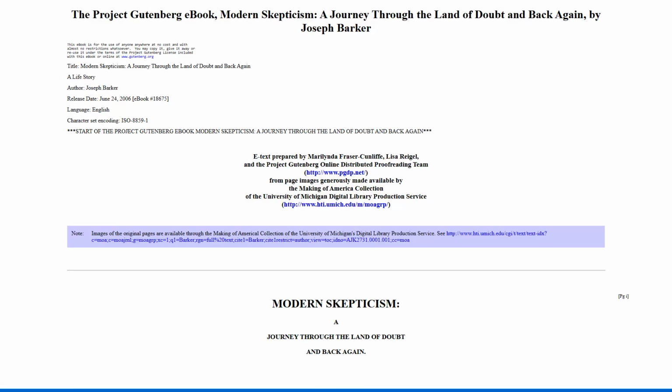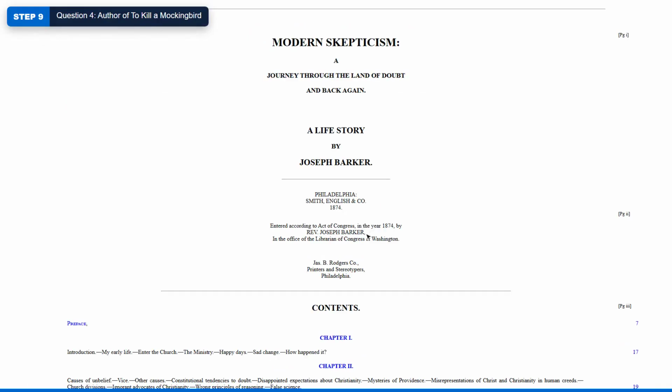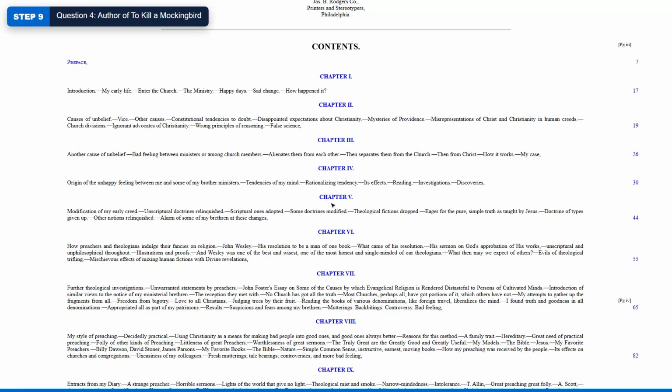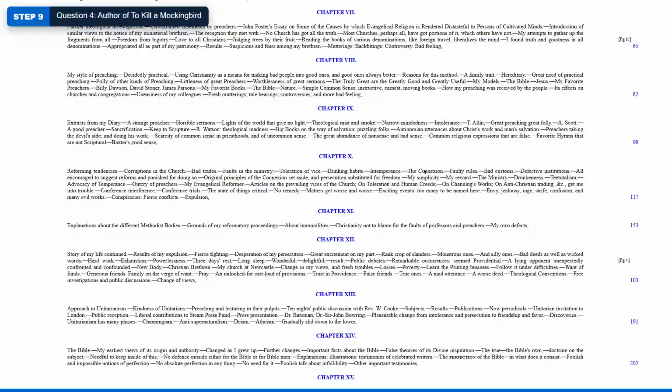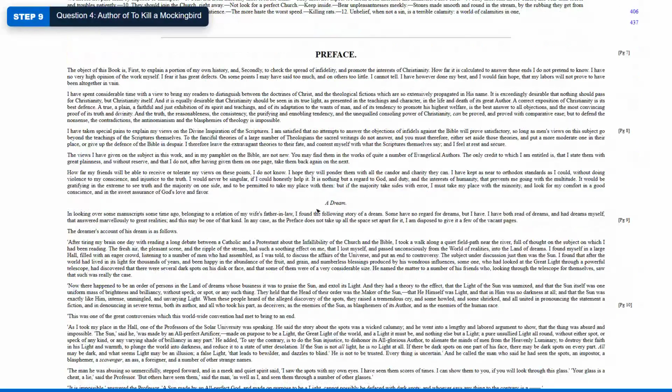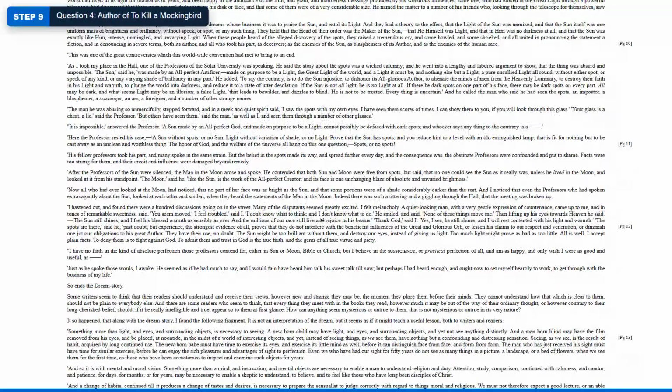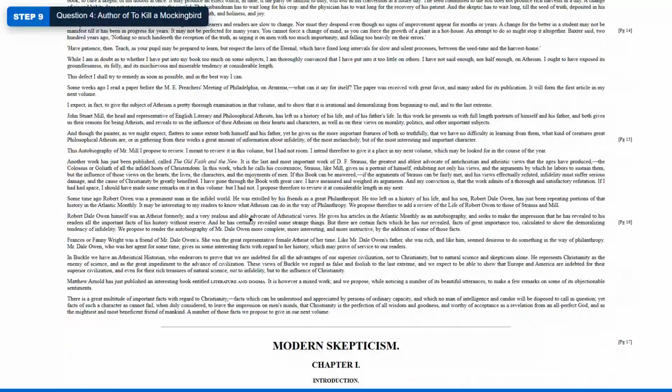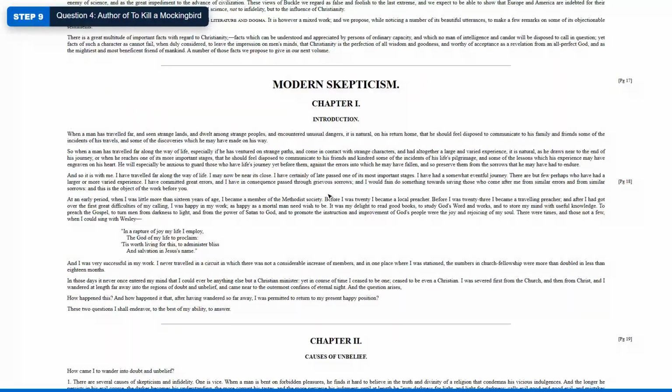For our next question, we need to identify the author of the famous novel To Kill a Mockingbird, which was penned by Harper Lee. This Pulitzer Prize-winning book, published in 1960, tells the story of Scout Finch and her father, Atticus, as they navigate racial injustice and moral integrity in their small Alabama town.